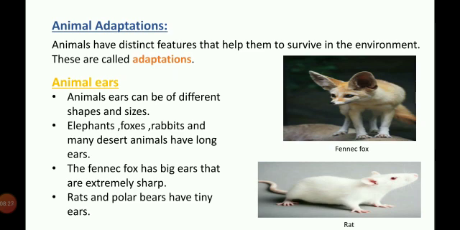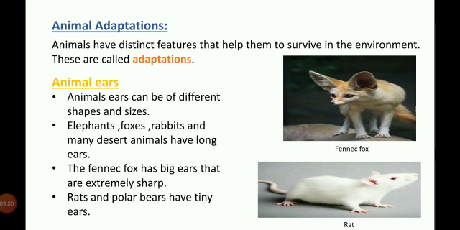Animal adaptation. Animals have special physical features that help them to survive in the environment. These are called adaptations. So basically, adaptation means any alteration in the structure or function of an organism by which the organism becomes better fitted to survive. We will see two such features, that is animals' ears and body coverings.